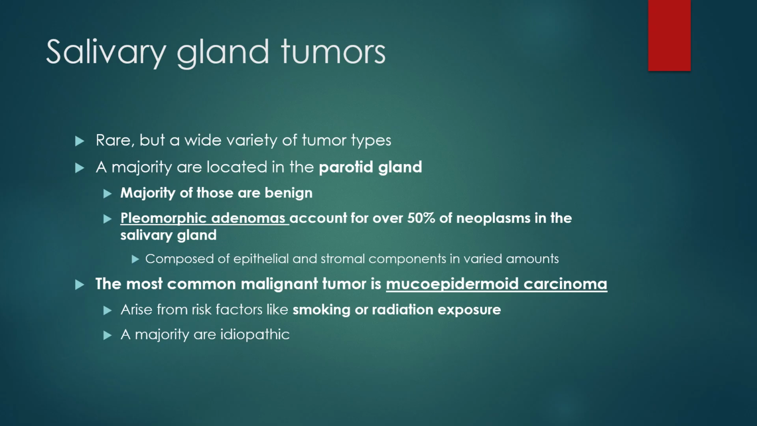The most common malignant salivary gland tumor is the mucoepidermoid carcinoma. This tumor contains a mixture of mucus-producing cells, squamous cells, and intermediate cells, which makes the histology especially interesting and occasionally challenging. Some known associated risk factors include smoking and radiation exposure. However, and this is important, most cases are idiopathic, meaning patients often did nothing wrong. Sometimes cells just misbehave.